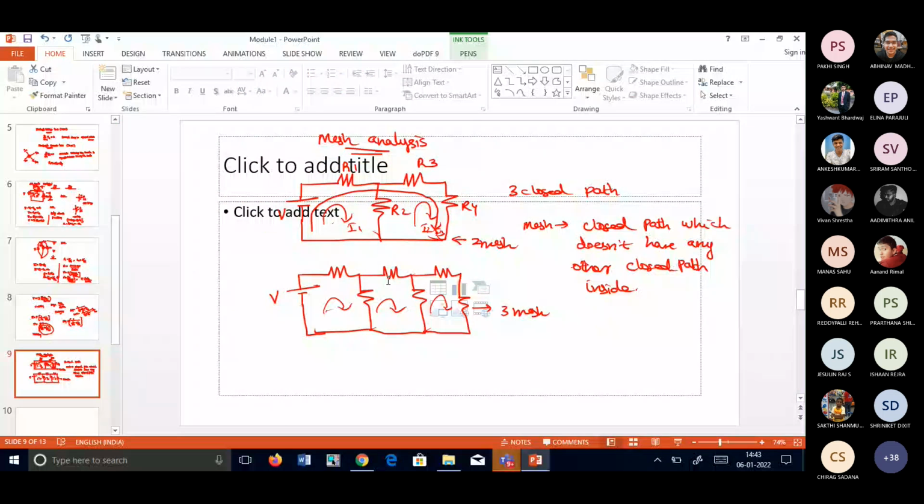The next class we'll start the mesh analysis. I want everybody to have a notebook or a paper with you while attending this class. Have a pen, paper or notebook with you, and a calculator, either online or offline, whatever it is. Compulsorily, I'll teach you one problem, and I'll ask you to do one problem, and then you have to get me the answers.